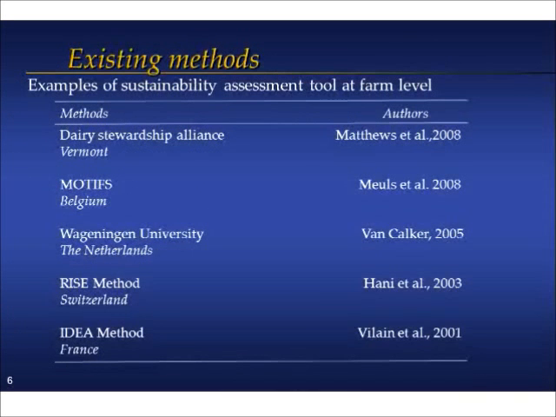I don't want to explain in detail all existing methods, but in the literature, in the field, there are some other methods. For example, in Vermont, I think Andrew Matthews built a dairy stewardship index in Vermont. One of the most inspiring for us was the IDEA method in France. And Wageningen University, for example, in the Netherlands, I know this place very much, has some methods that are very interesting in environmental, technical and economic matters, but in social there are always some missing aspects.